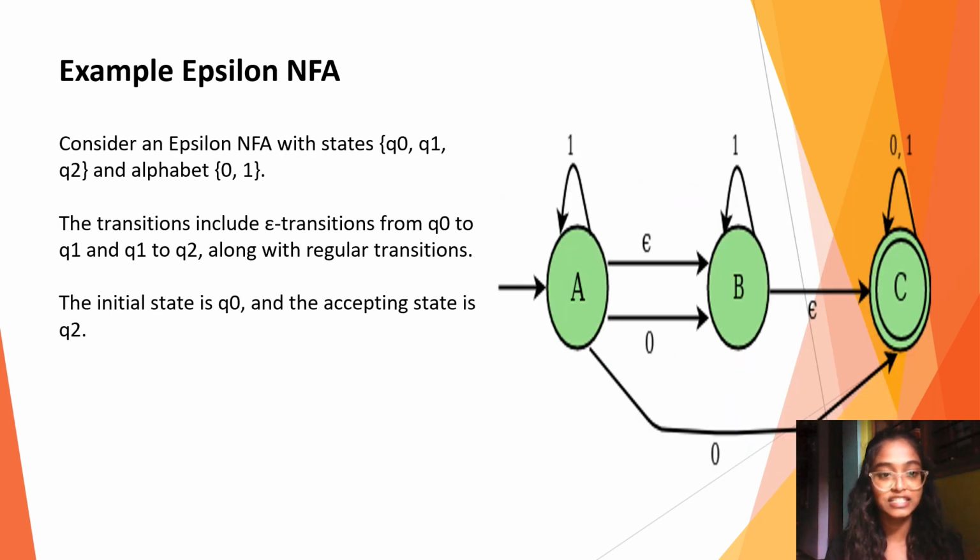Next, let us see a simple example of epsilon NFA. Consider an epsilon NFA with states Q0, Q1, Q2 and the alphabet, that is the input symbols, 0, 1. The transitions include epsilon transitions from Q0 to Q1 and Q1 to Q2, along with regular transitions. The initial state here is Q0 and the accepting state here is Q2, that is the final state.